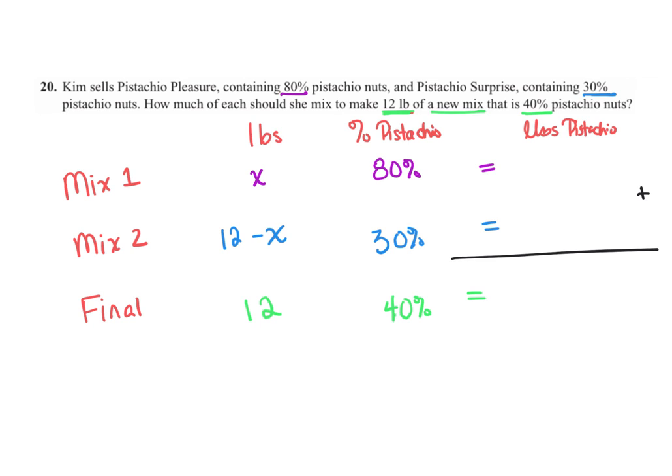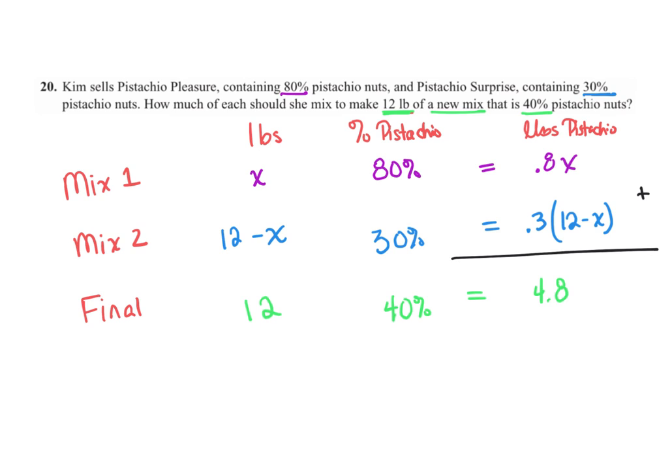How do I calculate that? Multiply, so 0.8x. What about my mix 2? 0.3, always group it when you have groups, all right? And what about my last one? What do I do there? Multiply. What is 0.4 times 12? Yeah, so just 4 times 12, and then add your decimal there, 4.8.